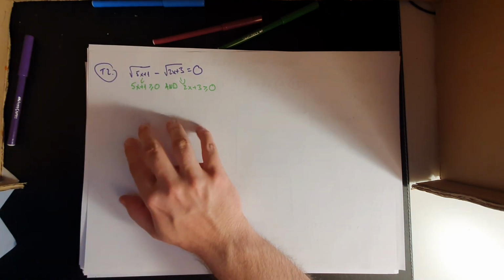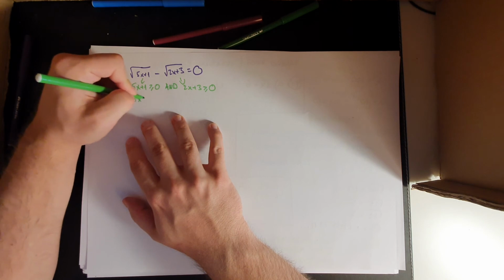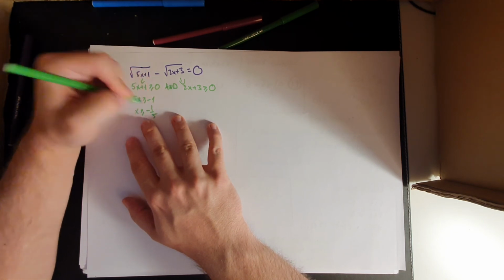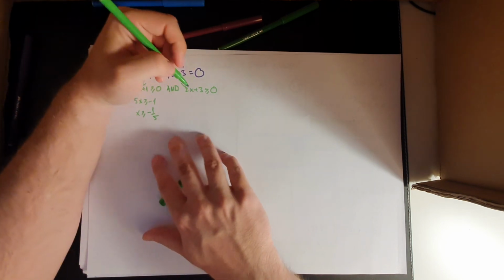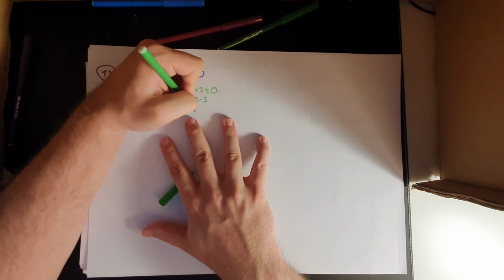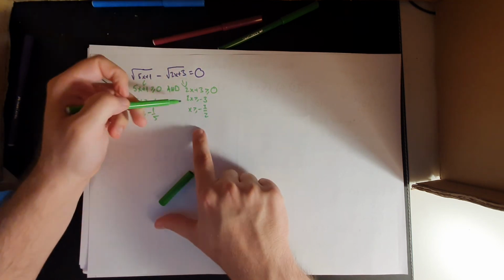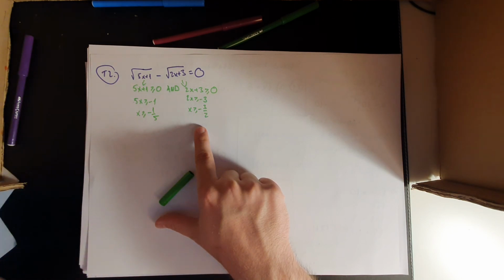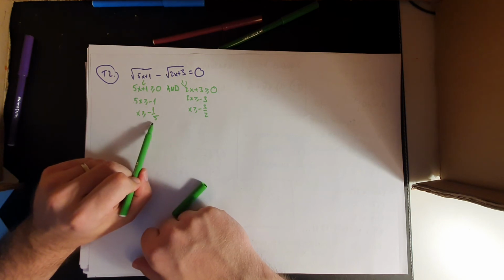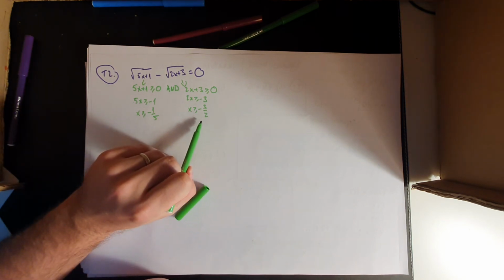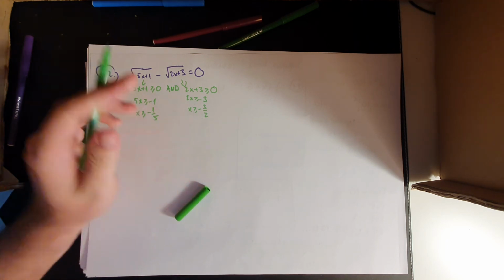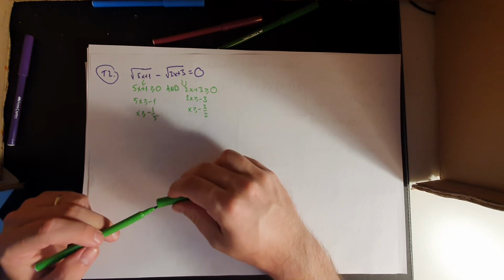Now we are going to solve them separately. So 5x is greater than or equal to -1, and x is greater than or equal to -1 over 5, divided by 5, of course. The second one is going to be 2x is greater than or equal to -3, and x is greater than or equal to -3 over 2, divided by 2. Now, the result has to be greater than or equal to -1 over 5 and greater than or equal to -3 over 2. If it passes both of these conditions, then it's the result of the given equation.